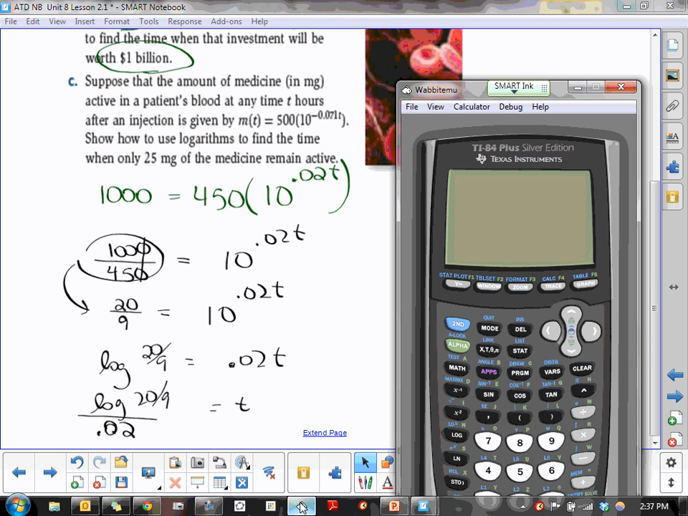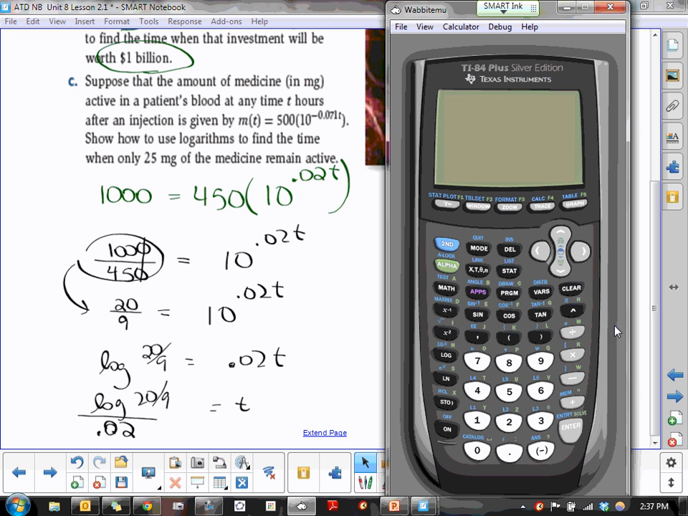Word of caution on this one. If you're going to do that, make sure that you get this all wrapped up in your log. It's the log of 20 divided by 9. Get my divided by sign in there. Then close your parentheses. That's what we want. Then divide it by 0.02.